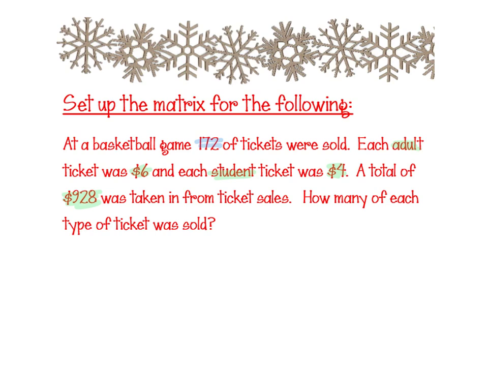I'm going to go ahead and write that equation first. So I have 6 adult plus 4 for students equals 928. I still haven't used this 172 yet. I know that they sold adult and student tickets, and the total number sold was 172, so that means however many adult tickets plus however many student tickets equals 172. Again, it just said set up, so we're not going to solve, but here are my two equations.